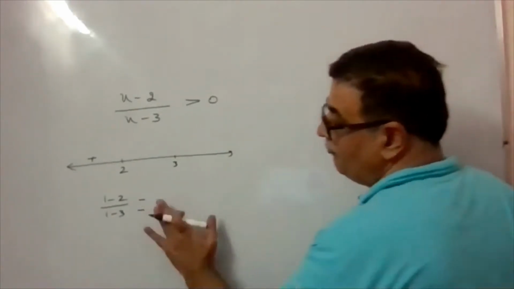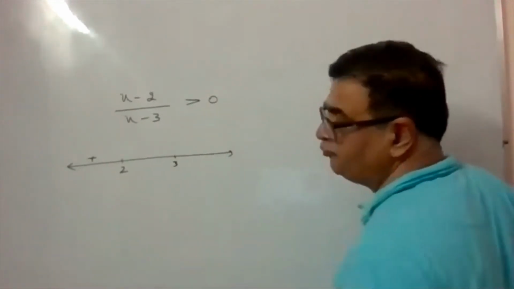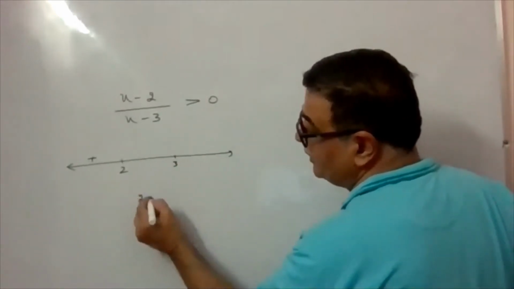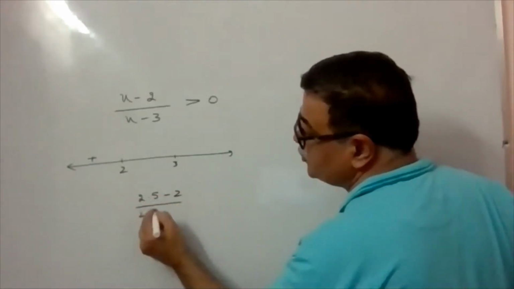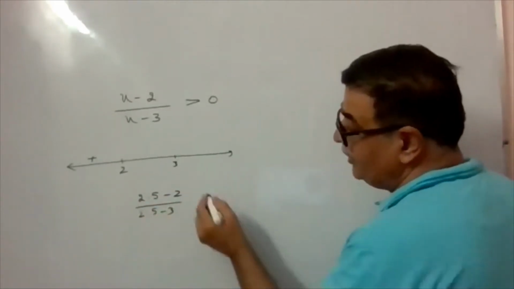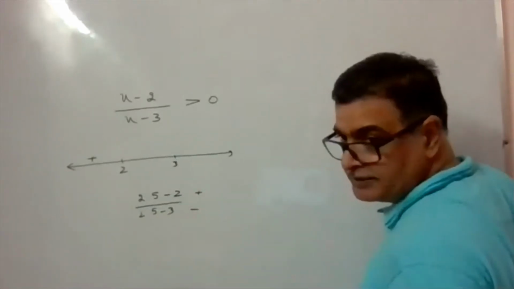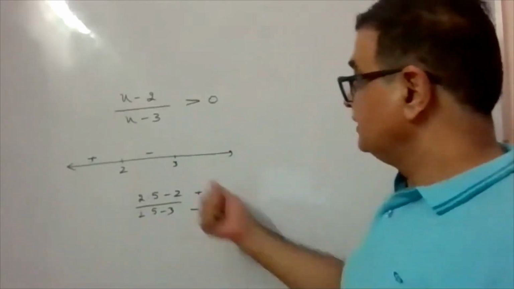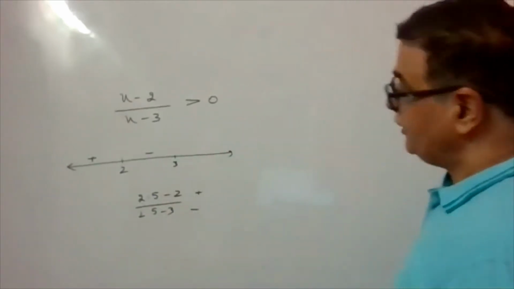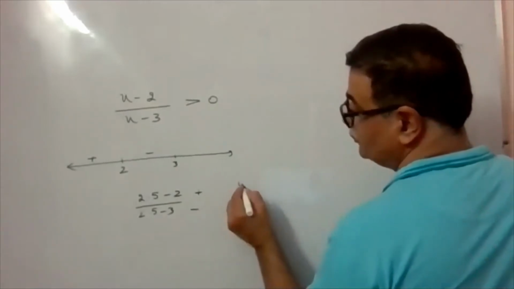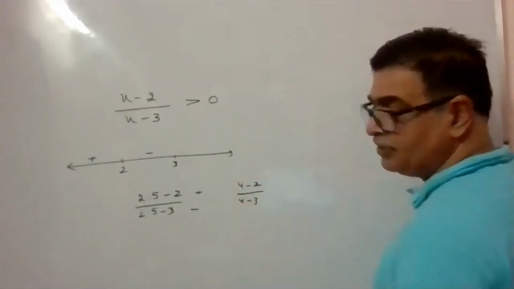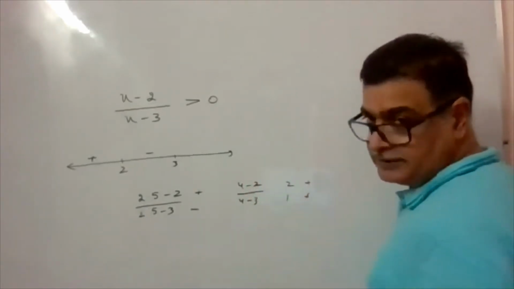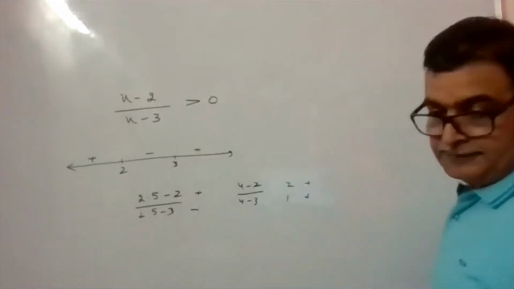Second part, when you have the value between 2 and 3, for example, I take 2.5. Then it will be 2.5 minus 2, and this will be 2.5 minus 3. Then the numerator will be plus, but the denominator is minus. So plus by minus means this is minus. Then go for above 3. Let 4 be taken. So it will be (4 minus 2)/(4 minus 3), so 2 in the numerator and 1 in the denominator. So it will be plus. So net comes out to be plus.